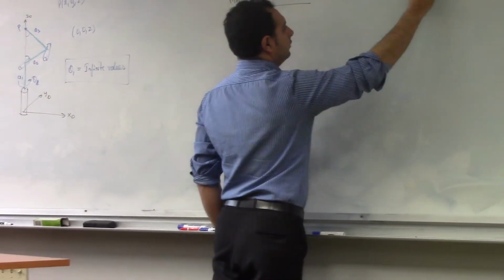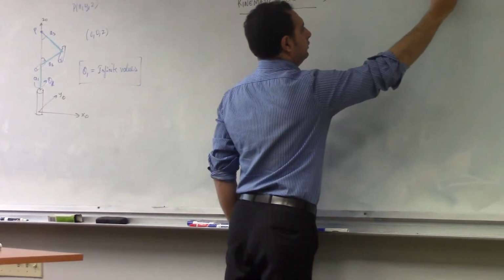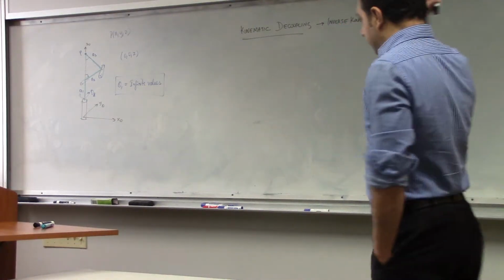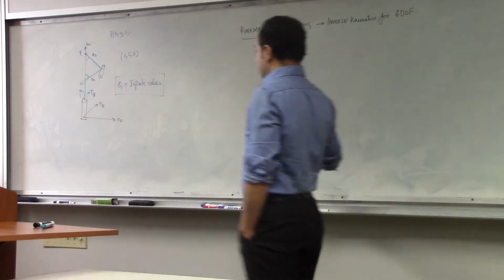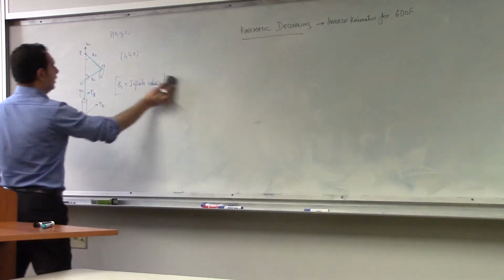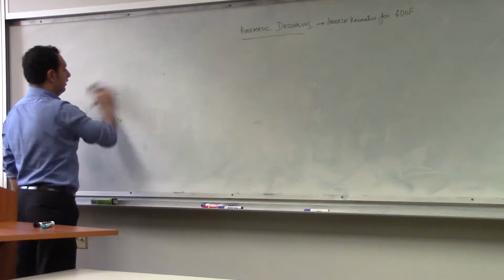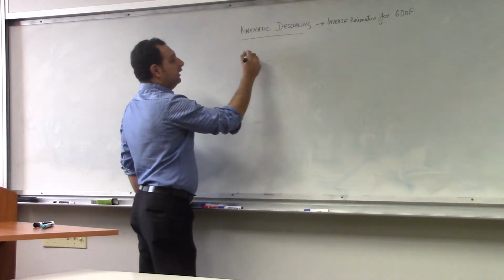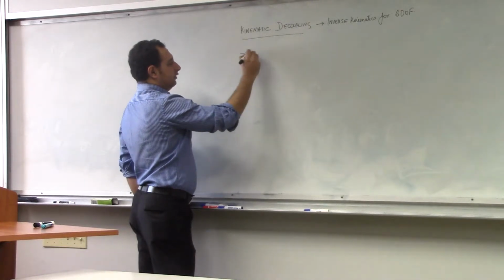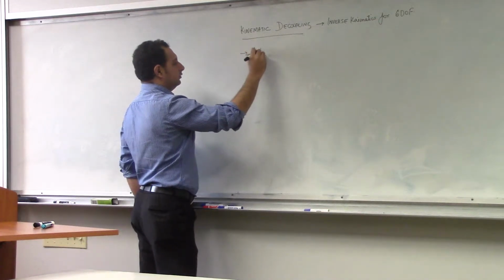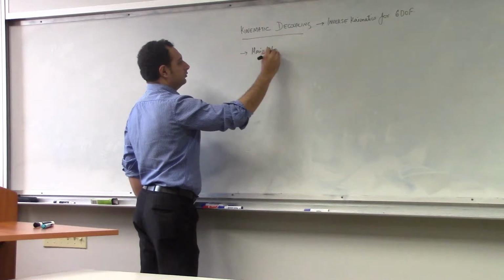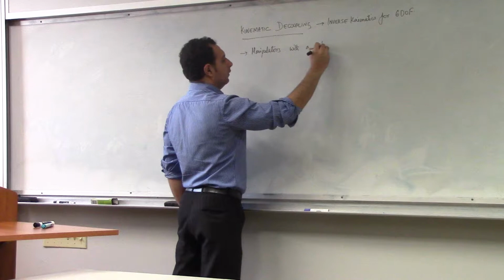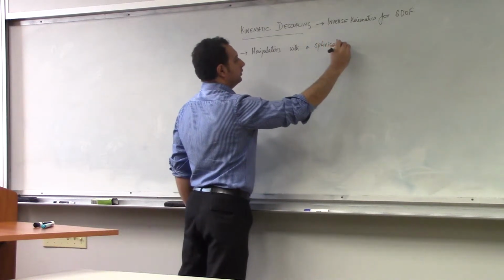for 6 degree of freedom manipulators. Okay. So as you know, 3 degrees of freedom is complicated enough. When you try to do 6 degrees of freedom, it becomes even worse because you cannot draw everything. But what we say here is, we'll consider a manipulator with a spherical wrist.